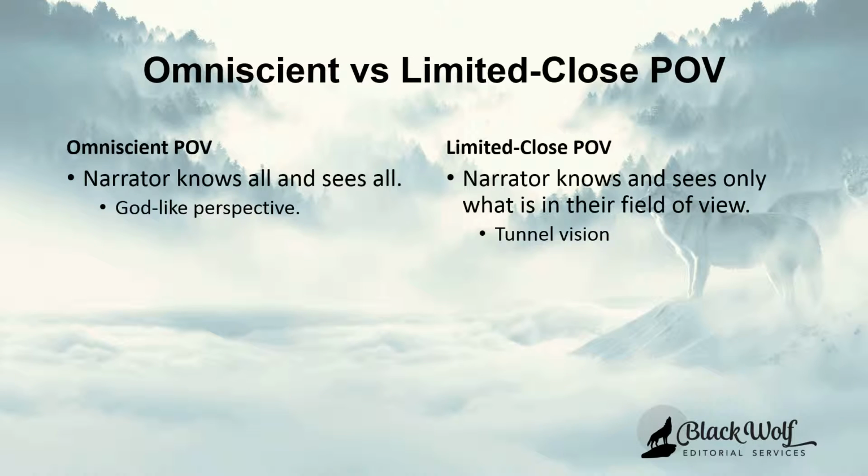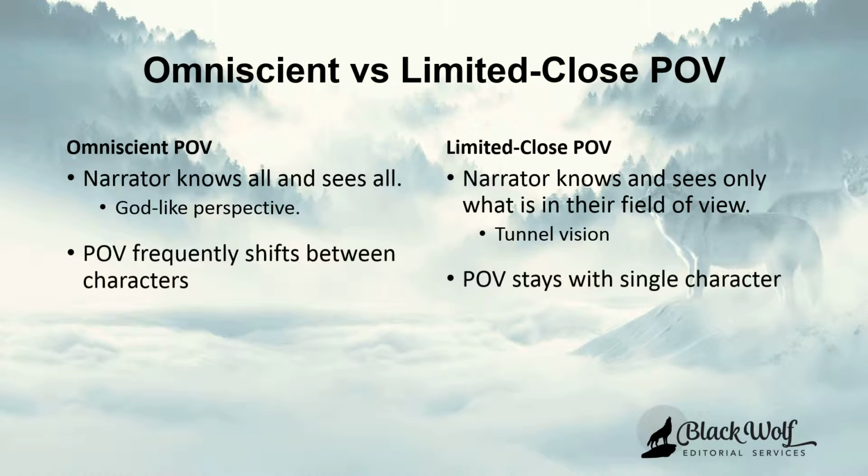Within the omniscient point of view, your narrator knows all and sees all. They're a bit like God, looking down on the world, and they can jump into anyone's head. They know everything, what everyone's thinking, and off you go. But within limited POV, the limited close in particular, your narrator only sees what one character will see. They have a very limited point of view, and in a way you can think of it like tunnel vision.